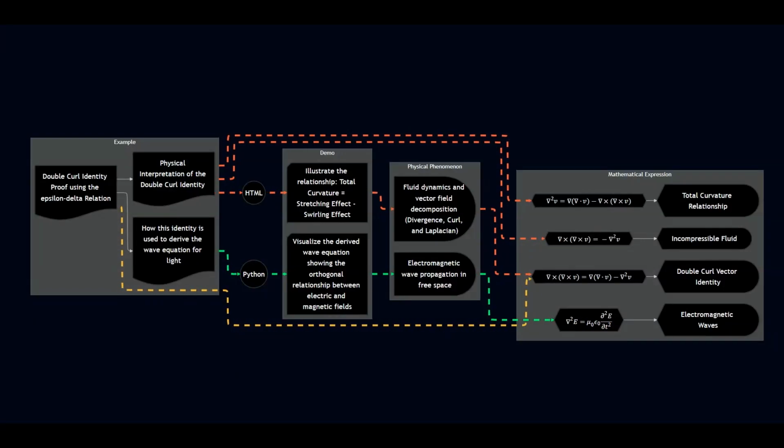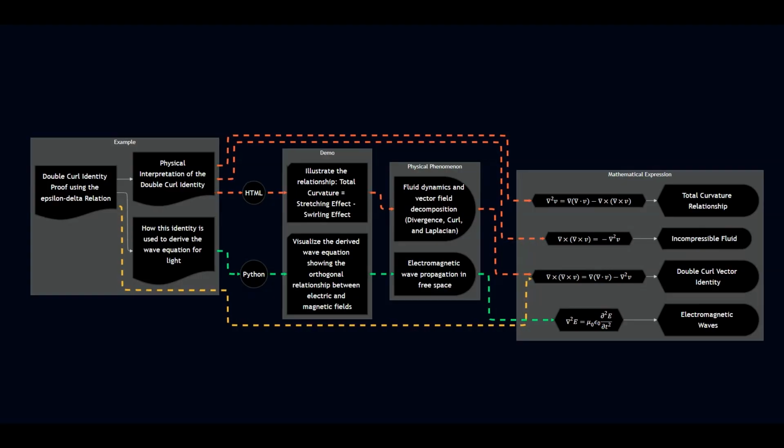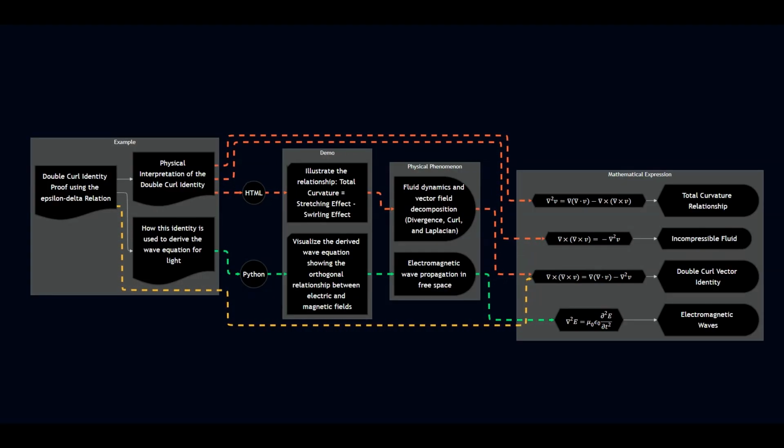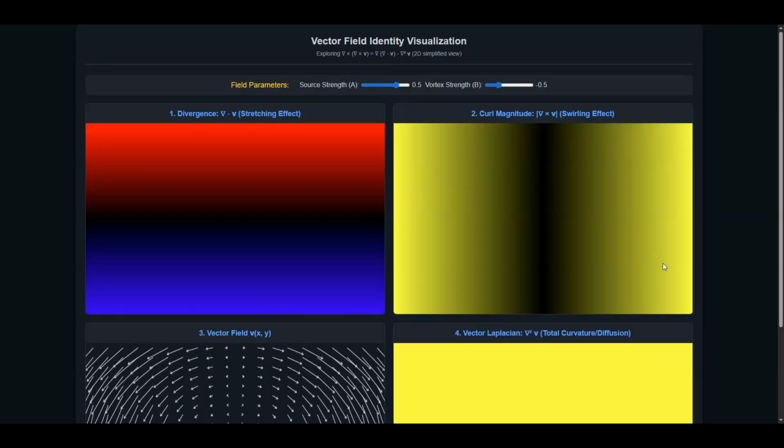At the heart of electromagnetism lies a fundamental balance of how a field moves through space, often described as a conservation of structure. This balance is captured by a specific identity that relates the way a field swirls upon itself to its internal stretching and its overall curvature.